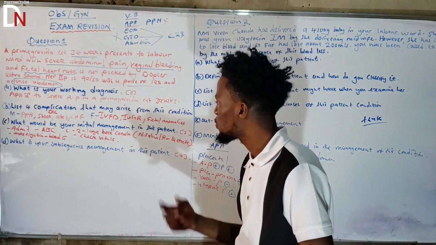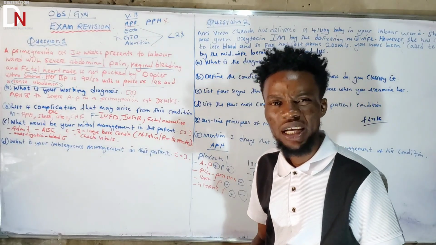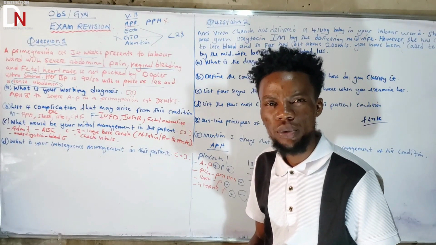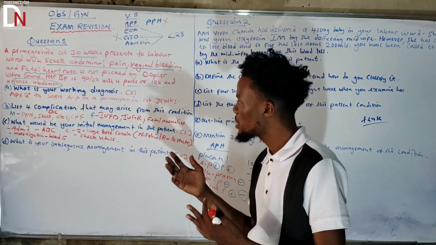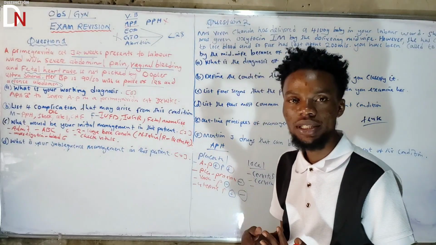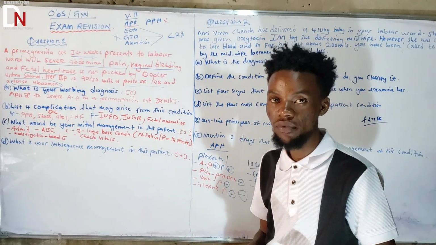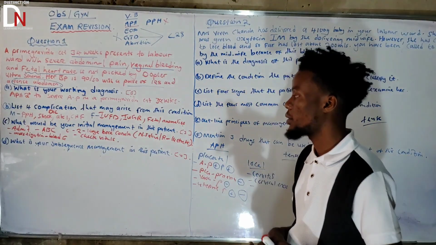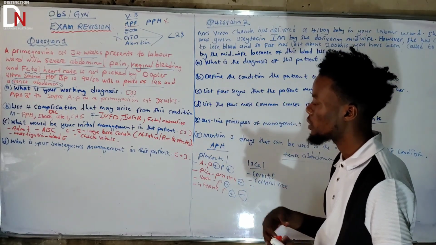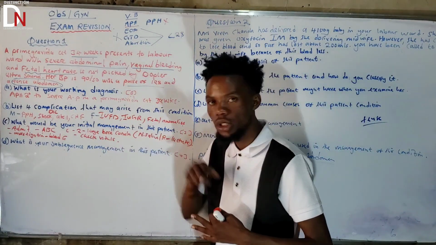Okay, then what else do you do also? Prothrombin time, partial thromboplastin time, all those things you do. The reason being that these people are at increased risk of what? DIC, disseminated intravascular coagulopathy. They are at increased risk of that, so you need to do that so that you treat accordingly.